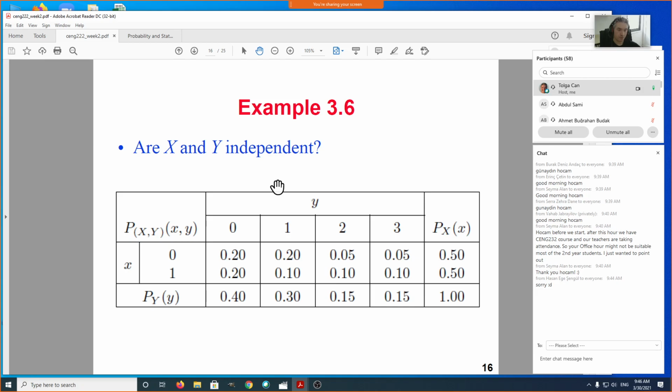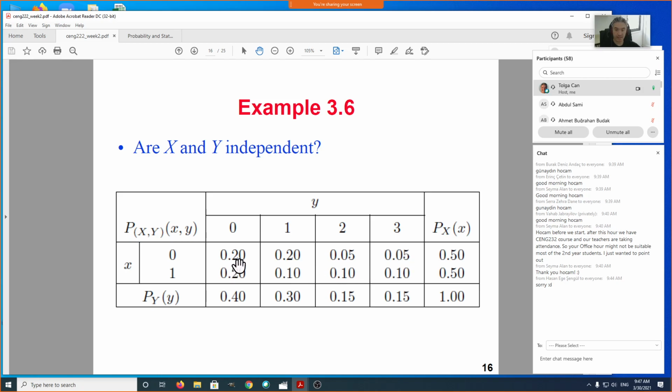So let's continue with today's class, which is the chapter on expectation and variance. Remember, we have talked about these joint distribution tables for two random variables. The joint probability distribution actually contains all the information about these two random variables.